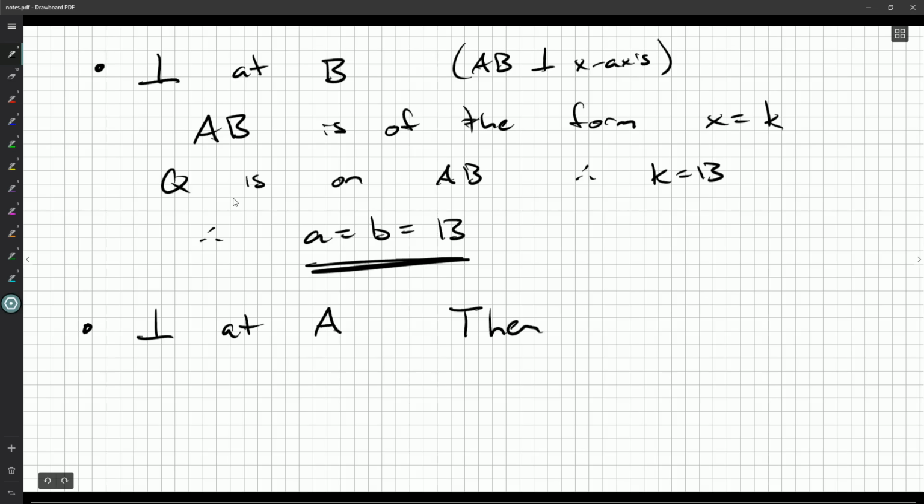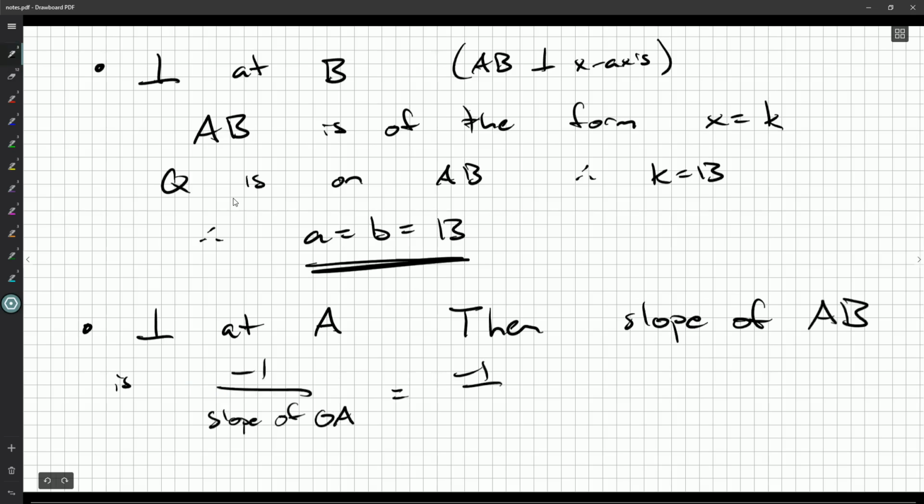Well, then the slope of AB is the negative reciprocal of the slope of OA. So that's going to be negative 1 over 1. You might remind them that the line y equals x is the line OA. So we get a slope of negative 1.